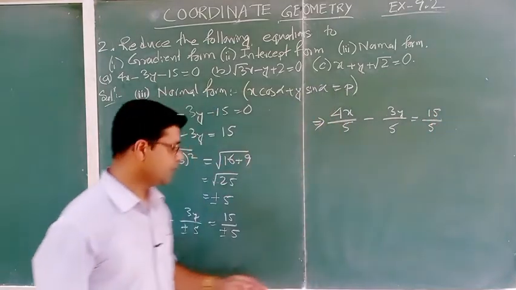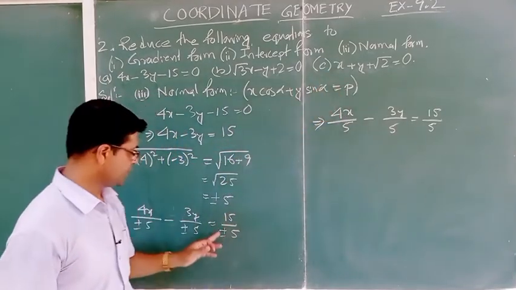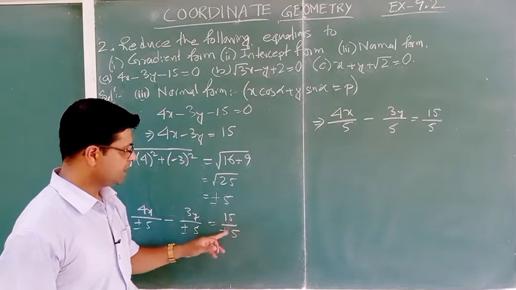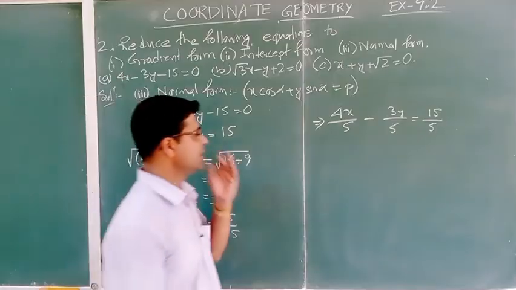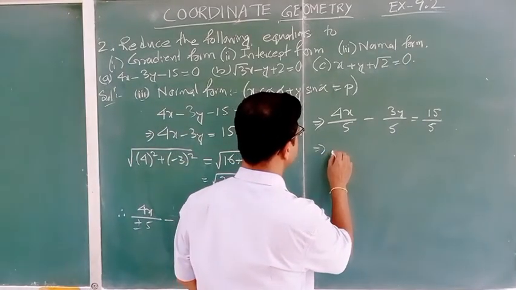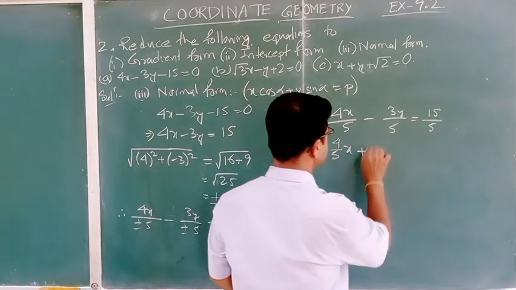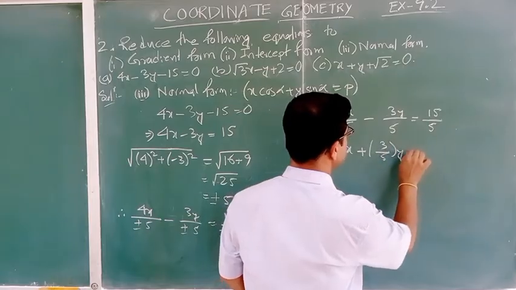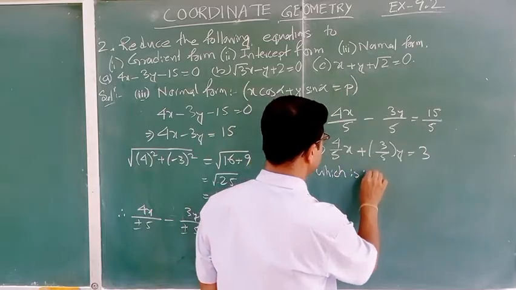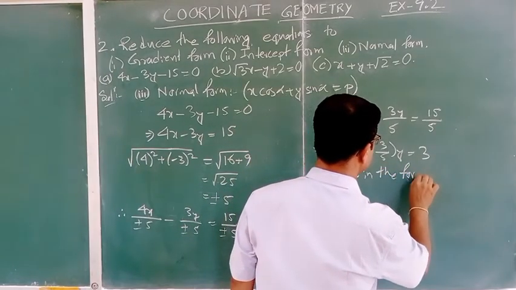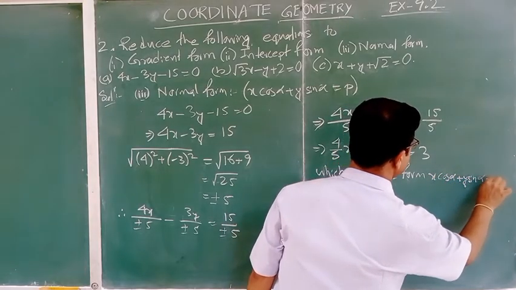Why we have chosen like this? Why we did not consider negative sign? Because the length of the perpendicular must be positive. If we take minus 5, 15 divided by minus 5 is minus 3, which is negative. So the length cannot be negative. So here let us consider like this, 4 by 5 x plus minus 3 by 5 y is equal to 3, which is in the form x cos alpha plus y sin alpha is equal to p.